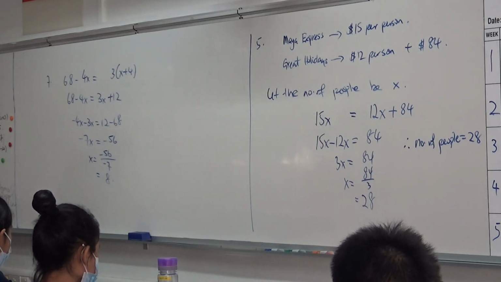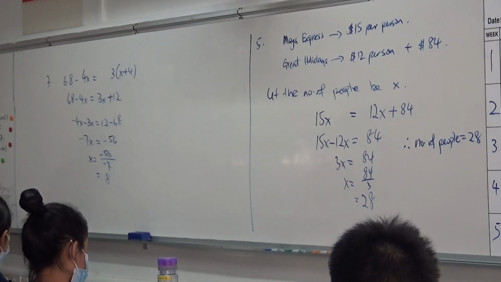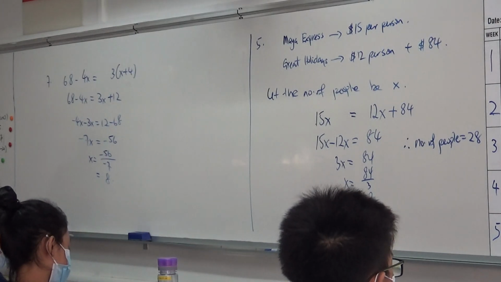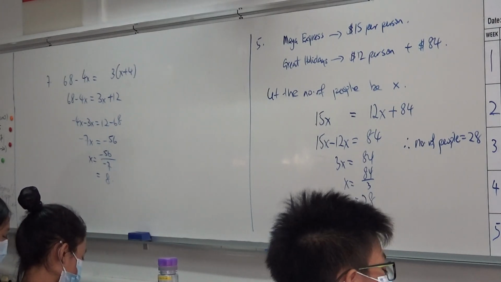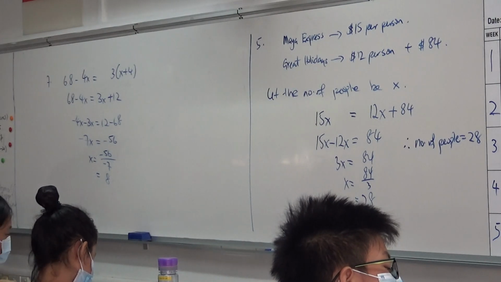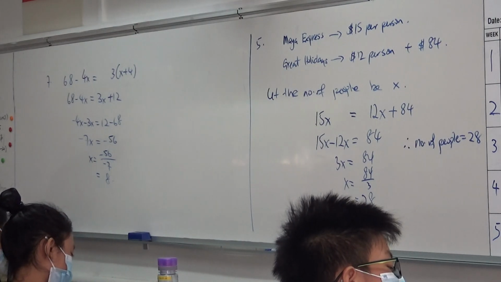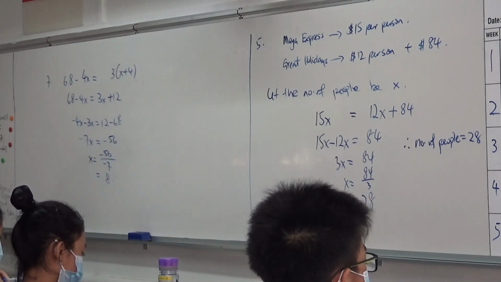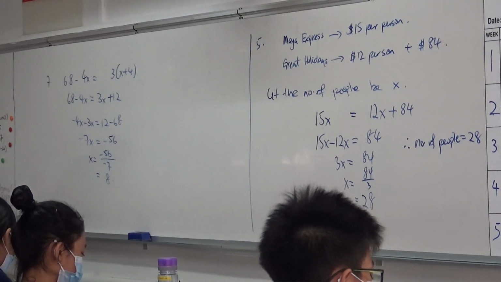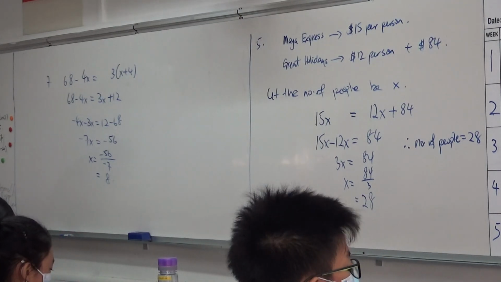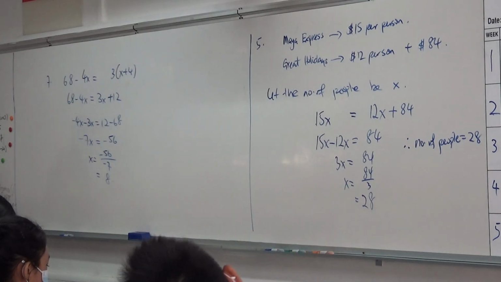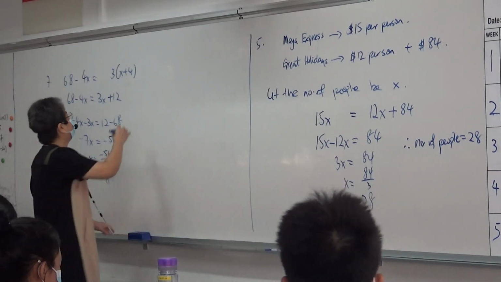Next, let's look at number 8. Now, this one we have a problem. Okay? Because it's quite a bit confusing. But don't worry, we will take a look. In a school, the number of boys who play soccer is 3 times those who play badminton. If 12 boys who play soccer play badminton instead, the number of boys who play each of the sports would be the same. Find the number of boys who play badminton. Okay. Let's take a look now.